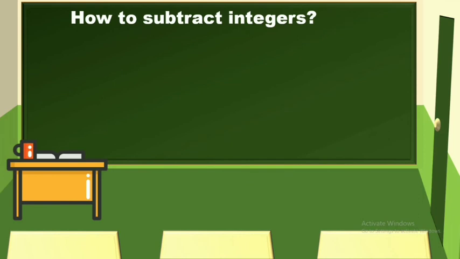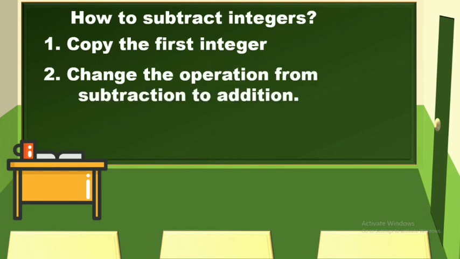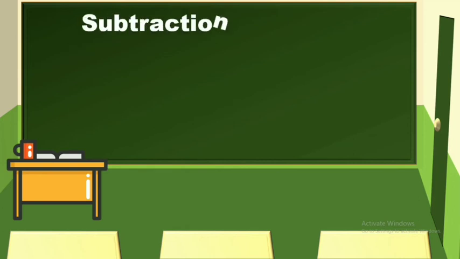Like addition, there are also rules and conditions to follow in order for us to subtract integers. First, copy the first integer, or what we call the minuend. Second, change the operation from subtraction to addition. May pagpapalit ng operation from subtraction to addition. And third, get the opposite sign of the second number. Did you get it? Now, let us proceed to the examples.